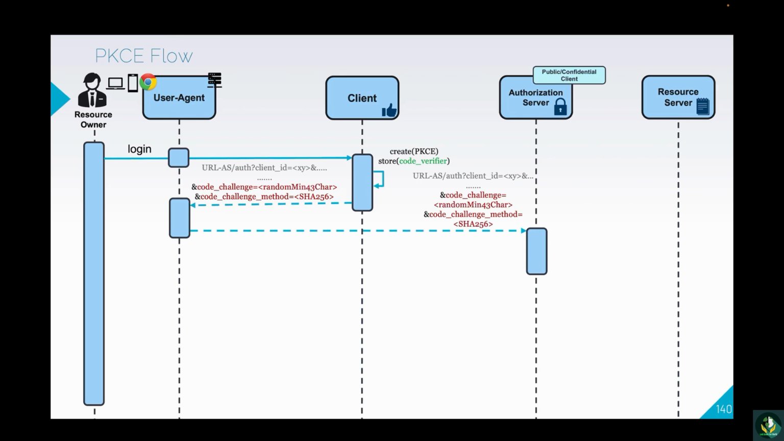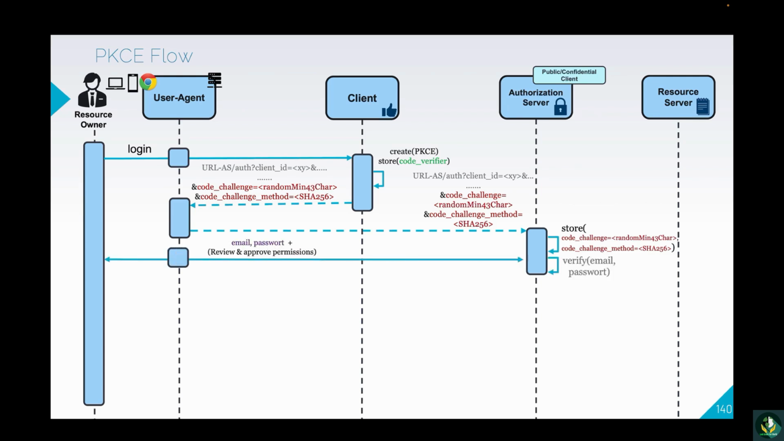However, here is the key difference. In addition to the standard query parameters like client ID, response type, code, and redirect URI, the client also includes the code challenge and code challenge method in the request. The authorization server stores the code challenge and code challenge method. The resource owner authenticates with the authorization server and, if applicable, reviews and approves the requested scopes.